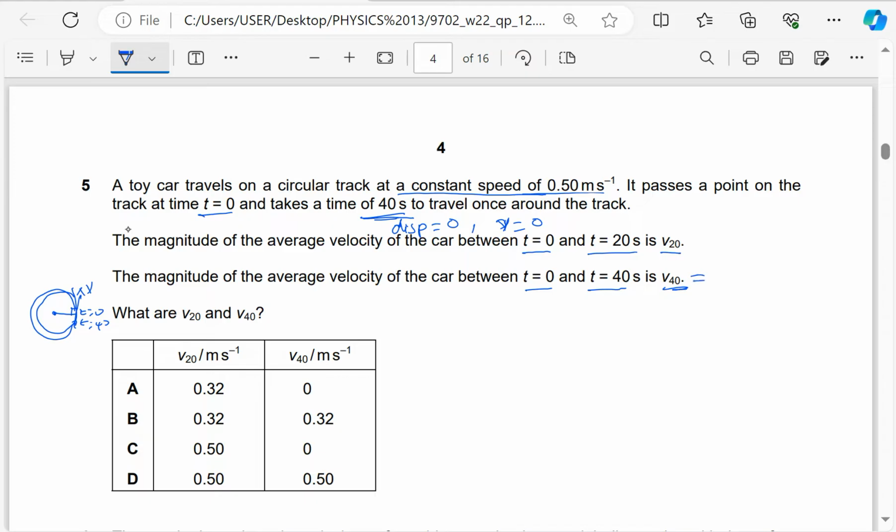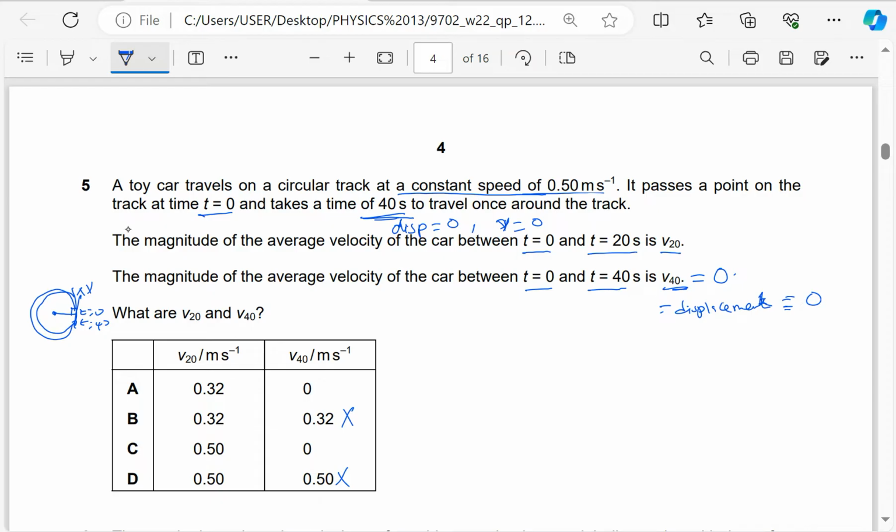So V40 is going to be equal to 0. So we ignore D and B. V40 is equal to 0 because displacement equals 0. After 40 seconds it has returned to the same point, so the displacement goes back to 0. Okay, so what are V20 and V40?